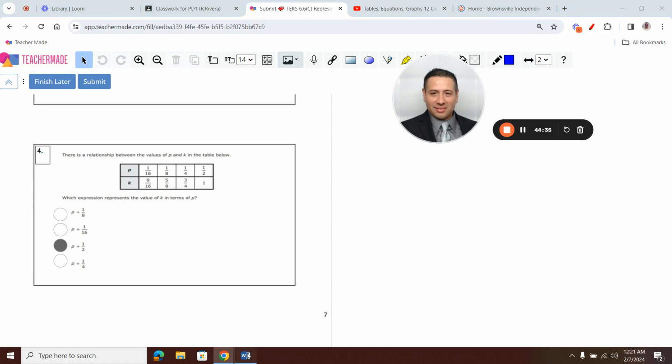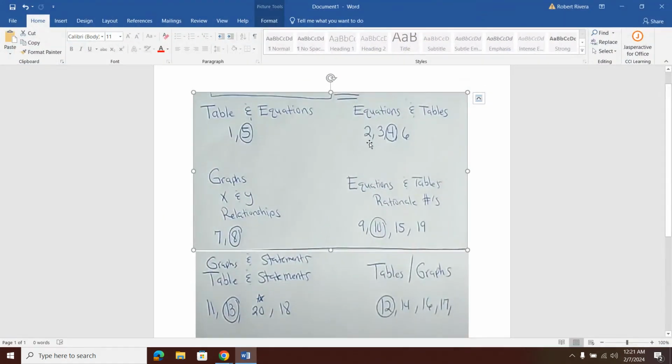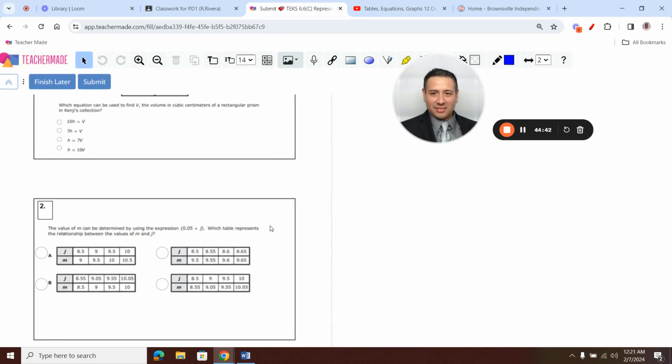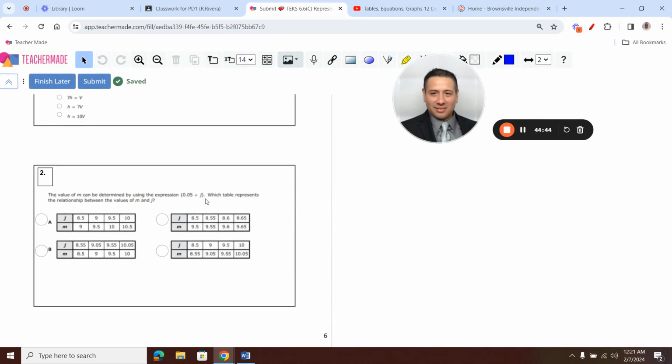Now the way I did number 4, you're going to do 2, 3, and 6. So let's look at those so you can see. Number 2, you're going to use this equation, 0.05 plus J. Again, you can choose whichever of the numbers. I would probably choose the ones that are easier to figure out and add. Be careful with adding decimals.